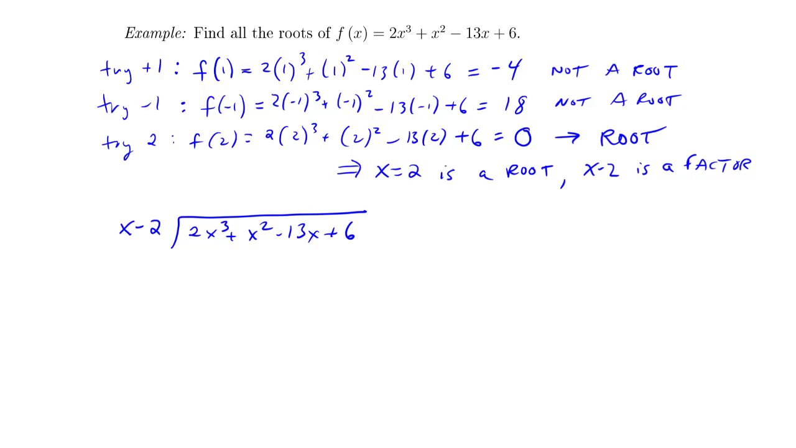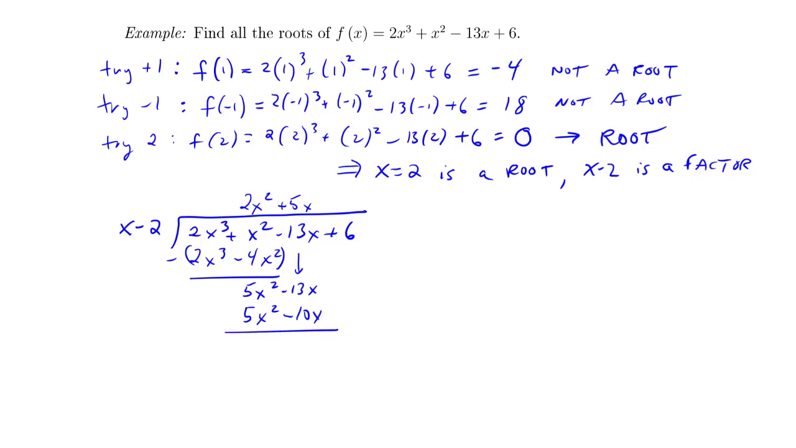All right, x minus 2 into this polynomial. So x minus 2 into 2x cubed plus x squared. So x to 2x cubed, I'd need a 2x squared. Multiply that, I get 2x cubed minus 4x squared. Subtract. That'll give me 5x squared. Bring down the minus 13x. Then do x minus 2 into that. That's going to give me a plus 5x. Multiply that out. That gives me 5x squared minus 10x. Subtract.